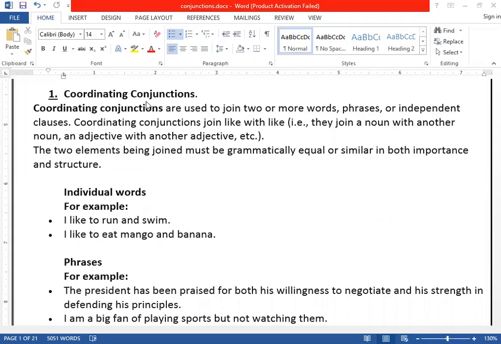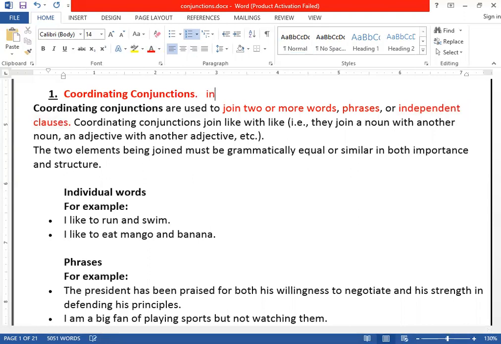Now let's talk about the coordinating conjunctions. What are coordinating conjunctions? They are those conjunctions used to connect two or more than two words, number one, phrases, and the last one, they are used to connect clauses. But both clauses would be independent, not dependent. Both clauses like this, we will follow this formula.